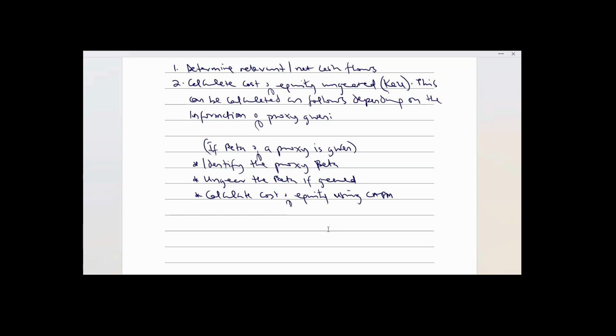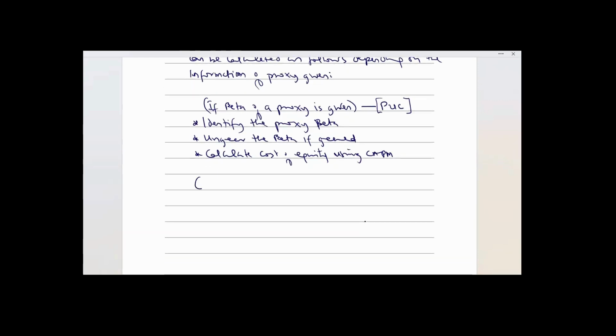So the first thing you are going to do is to identify the proxy beta. You ungear the beta. If it is geared, then you calculate CAPM. Generally, you are supposed to calculate WACC. That's the acronyms for the steps you are going to carry out. So that's for that. Then move to the next one.